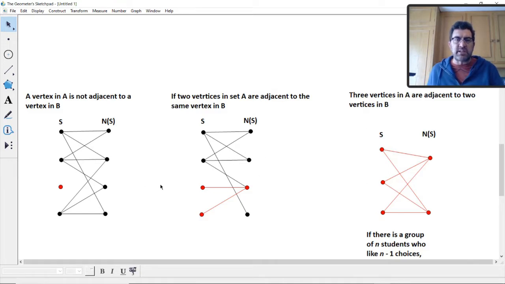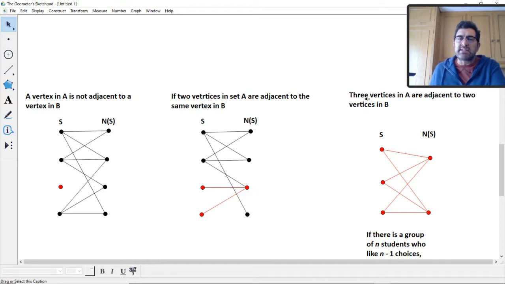The first, if there's no edge from a vertex. The other one, if 2 of the vertices go to the same vertex in the other set. Now let's just think about what that means in the example that we just spoke about. Students choosing topics. That means that 2 students want to present the same topic. And we can't have that. Each student must present a different topic. So there's no matching in that graph.